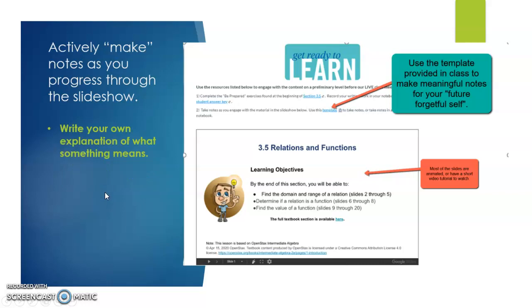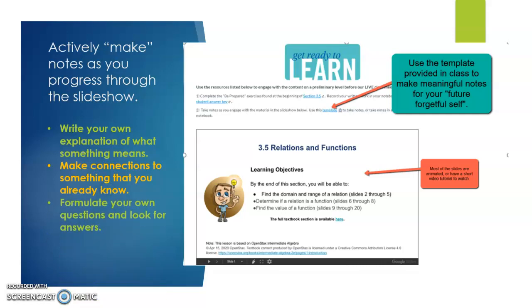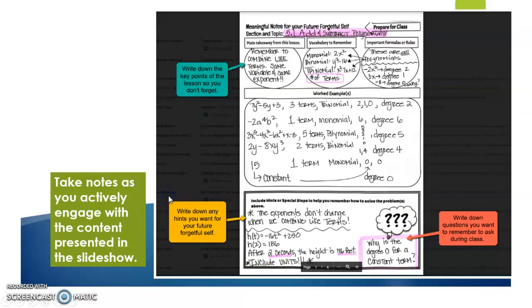You want to write down your own explanation of what something means. You don't want to just copy word for word. Make a connection to something that you already know and formulate your own questions. So maybe jot down questions in the margins of the template and try to answer those questions on your own. Or if you're really stumped, you bring those questions to class the next day and we can use them to dive deeper into the material. Your idea is to create a resource that's going to be useful for your future forgetful self.